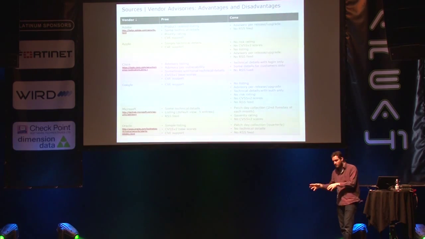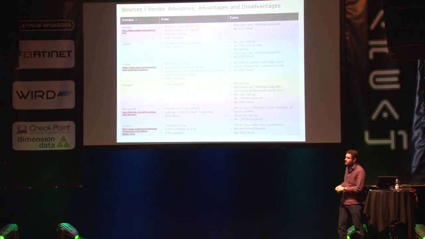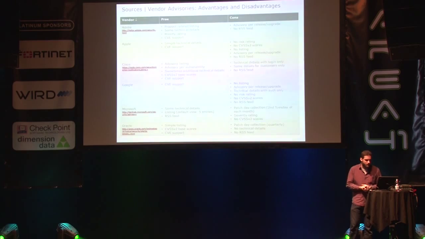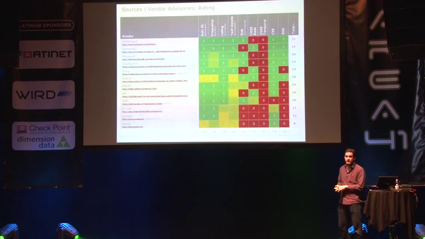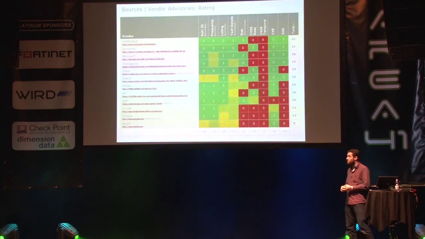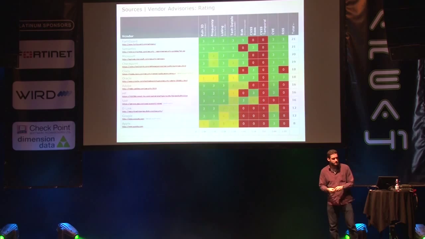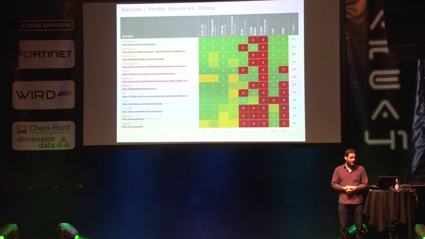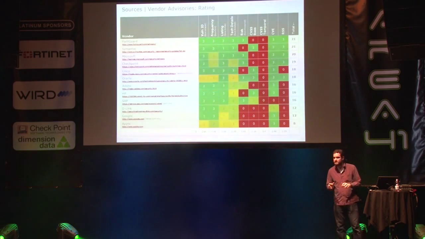So there are vulnerability databases, and there, as I said before, are vendor advisories. Here are a few vendors and their pros and cons. Once again, I've made a rating, and this time it is sorted by the score. FortiGuard and Symantec on top provide, from the view of a vulnerability database maintainer, the best information. And as you can see, on the bottom are Google and Apple. What is surprising is that Microsoft and Oracle aren't that bad.